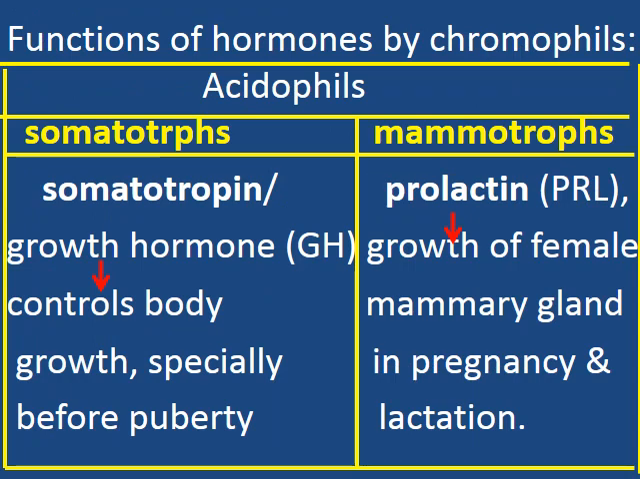Coming to the functions of hormones by chromophils. First, the acidophilic cells, that is the somatotrophs, which secrete growth hormone. Growth hormone in turn controls body growth, especially before puberty, whereas mammotrophs, which secrete prolactin, control the growth of female mammary gland in pregnancy and lactation.